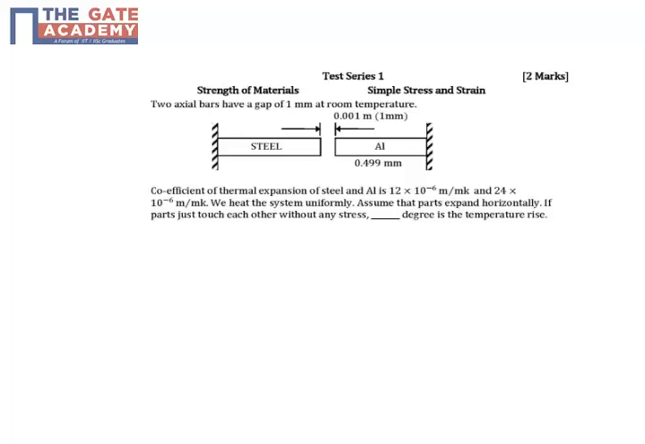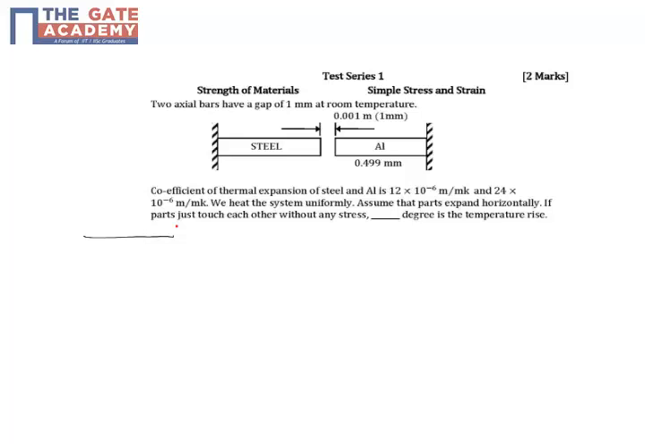Let's discuss a problem from strength of materials. What is given is we have two axial bars, steel and aluminum, and you have a gap of 0.001 at room temperature. We heat the system uniformly.